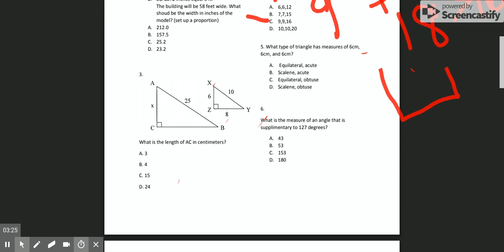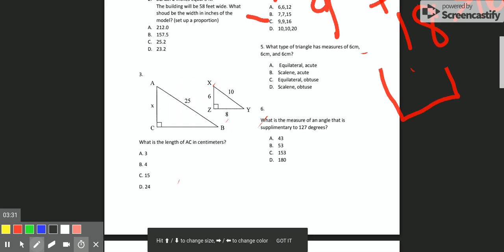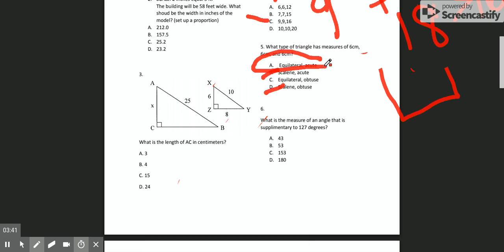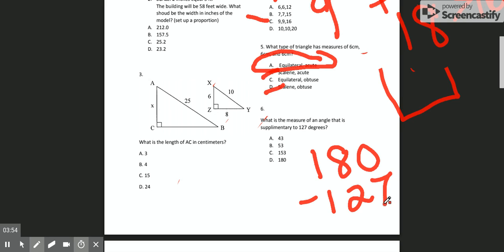Number 5, what type of triangle has 6, 6, and 6? So that's an equilateral because they're all the same. So we can take out scalene, we can take out this scalene. And an equilateral triangle, we know they're always going to be acute, so it has to be A. For number 6, what's the measure of an angle supplementary? We know that supplementary is 180. And then you subtract 127. So 180 minus 127 is 53. So that's how you get B as an answer.